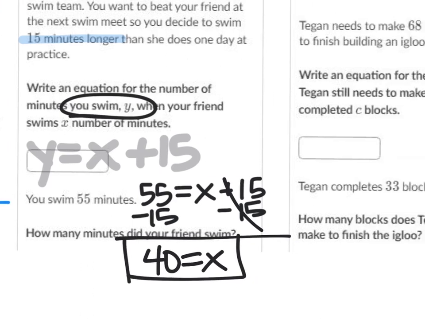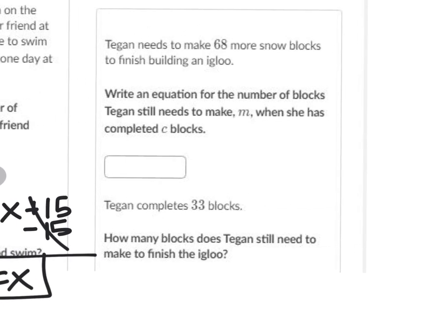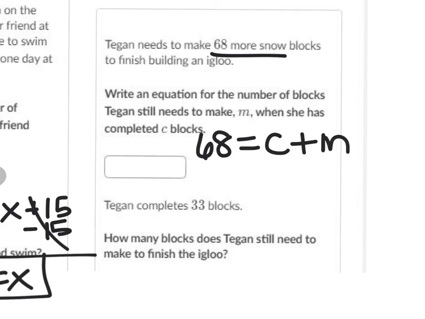Okay. All right, last one. Tegan needs to make 68 more snow blocks to finish building an igloo. So we need 68 more snow blocks. Write an equation for the number of blocks Tegan still needs to make when she has completed C blocks. So she needs 68 total, right? And some of them she's completed, and some of them she still needs to make.